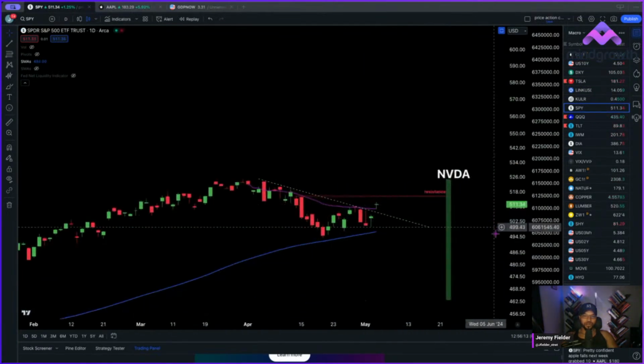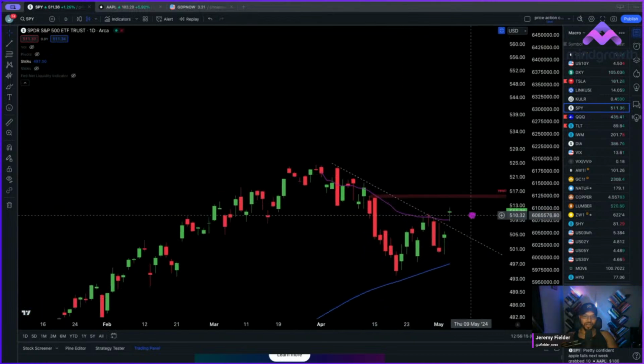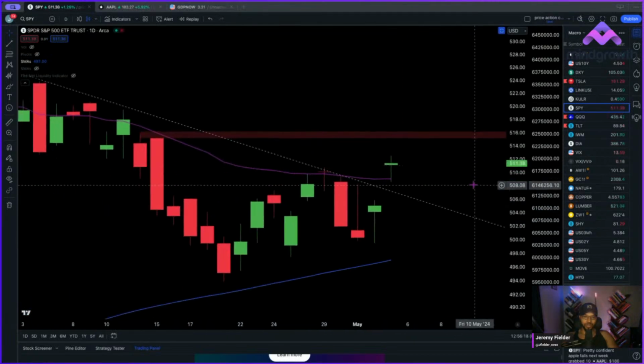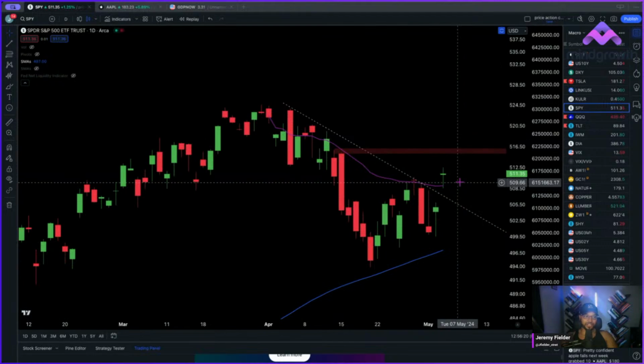So that's the real, I don't want to say that's the real reason, but this is very constructive for the S&P, and you're getting more liquidity. I mean, that's the biggest factor. More liquidity coming into the market.